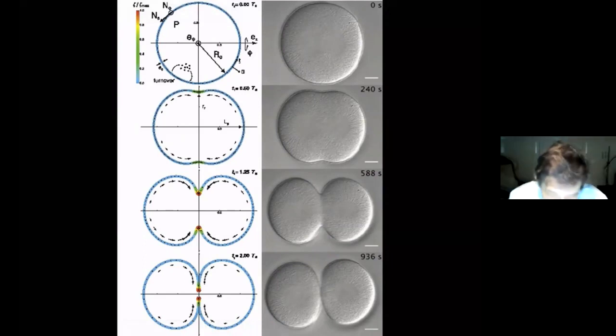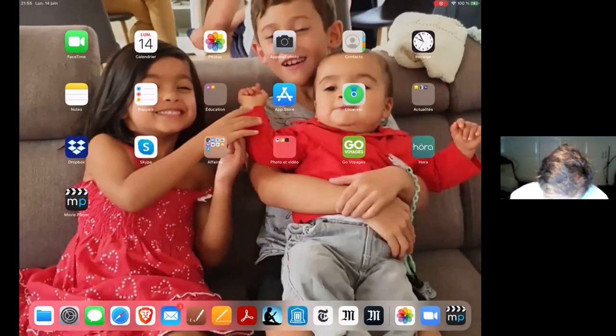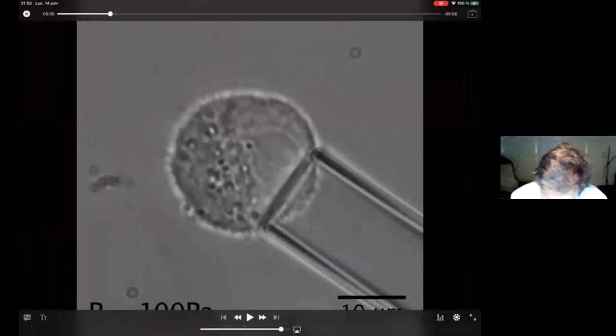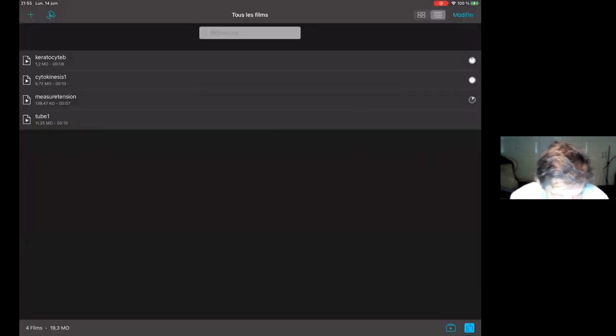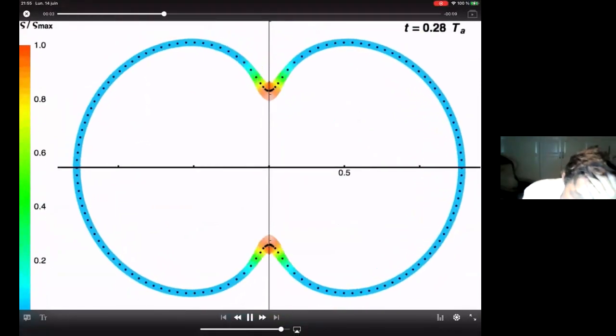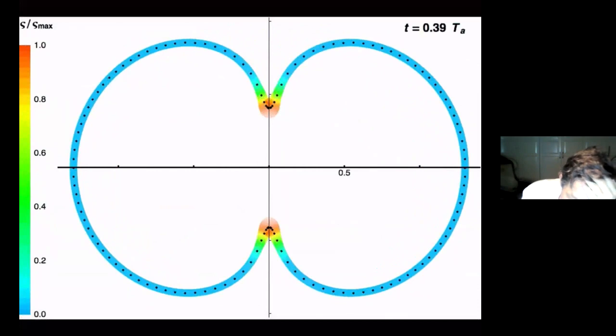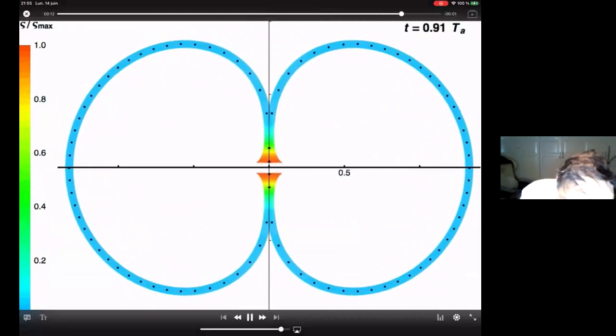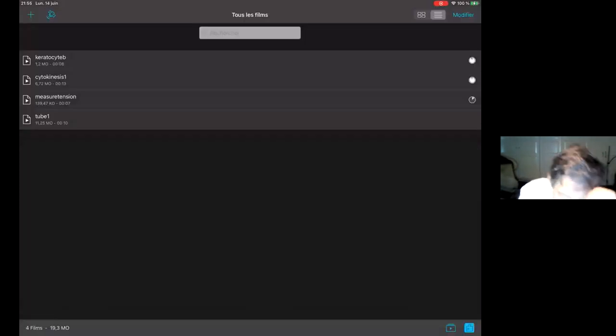I will show you a slightly more sophisticated picture, which is this movie here. We increased at the middle the density of motors. It pinches the cell, and the calculation is done in Lagrangian coordinates. And you see these points which are converging. This is the flow of actin from the pole to the equator.